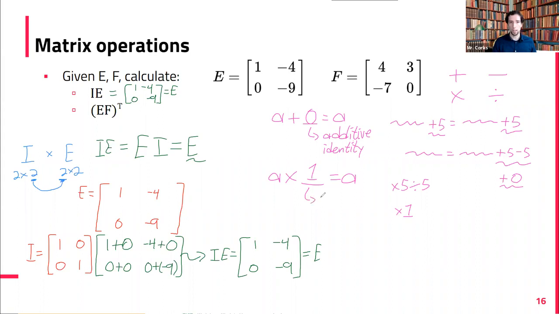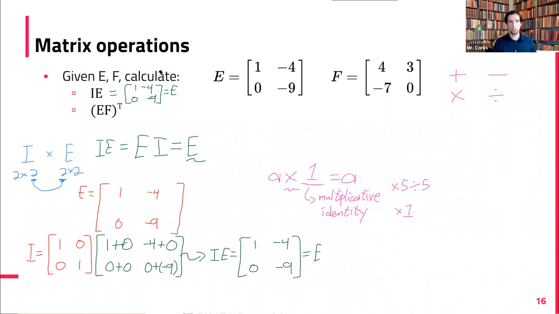So this one here is the multiplicative identity. So for this operation, which we call multiplication, 1 is the special number that doesn't change the number that went in. It doesn't change what the result will be. So it's still a. Okay, so that's just some basic background stuff. For matrix multiplication, I'm going to have to erase some of this.